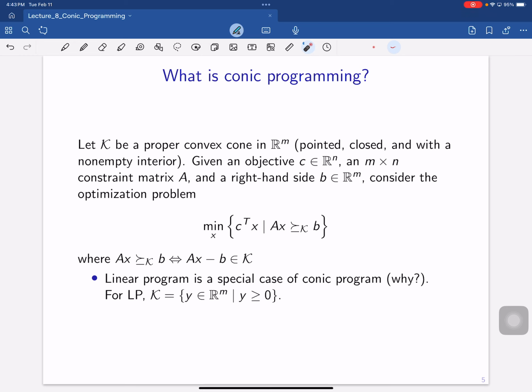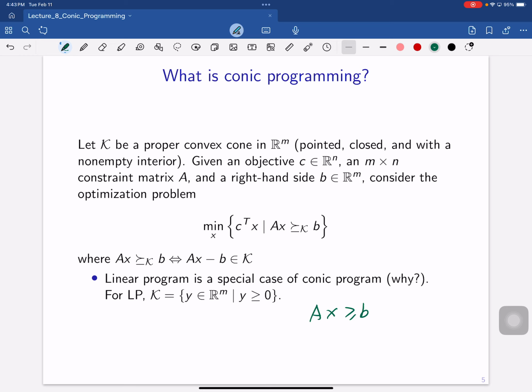One obvious observation is that a linear program is a special case of a conic program. Why is that the case? A linear program can be considered as using the cone y greater than or equal to 0. If you consider the linear programming cone, the constraint reduces to AX greater than or equal to B. That's what a linear program is.